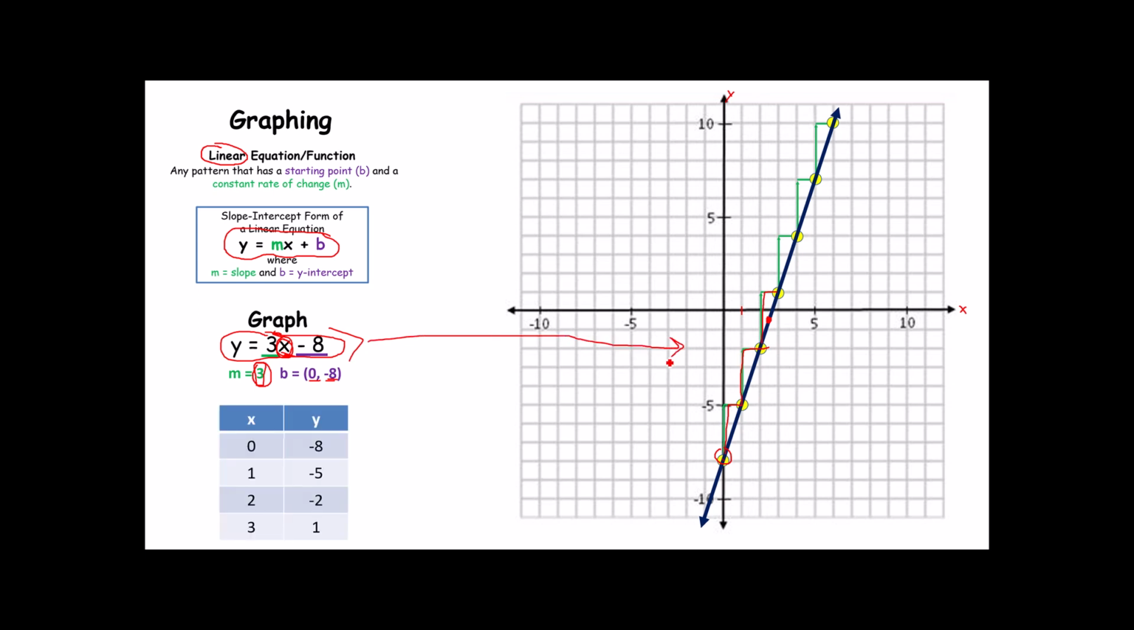You can do this with a table. If I plug in a 0, I get -8. If I plug in a 1, I get -5. If I plug in a 2, I get -2. If I plug in a 3, I get a +1. And then you just go through and graph these coordinates one at a time, and then you'll see that it will fall in a straight line.